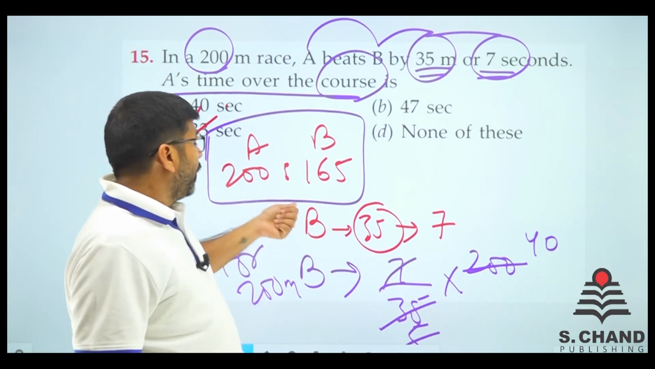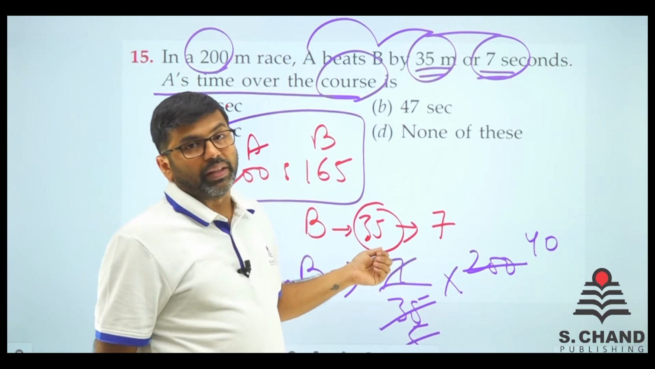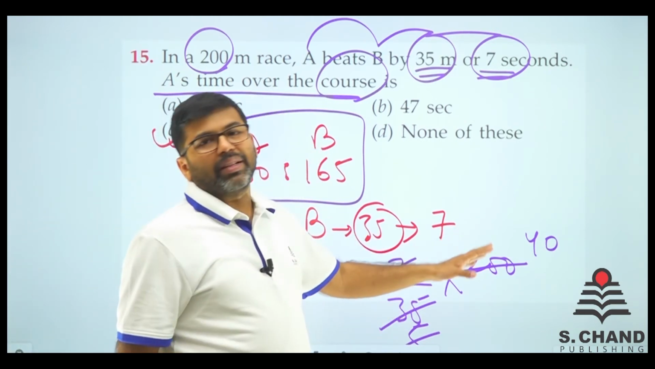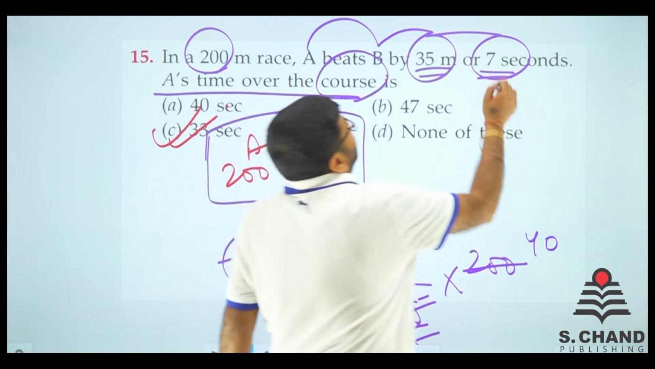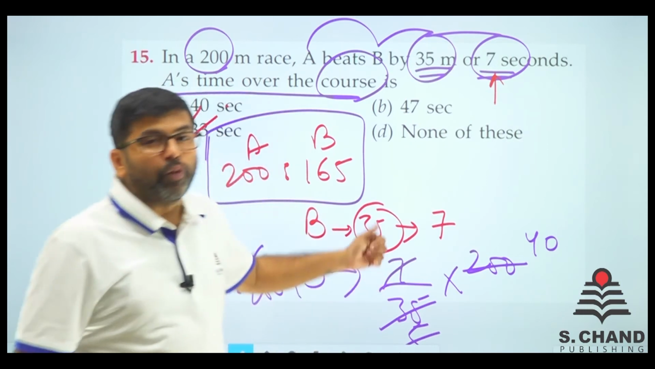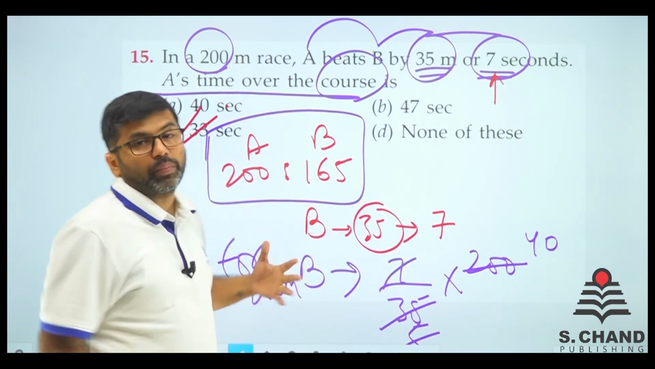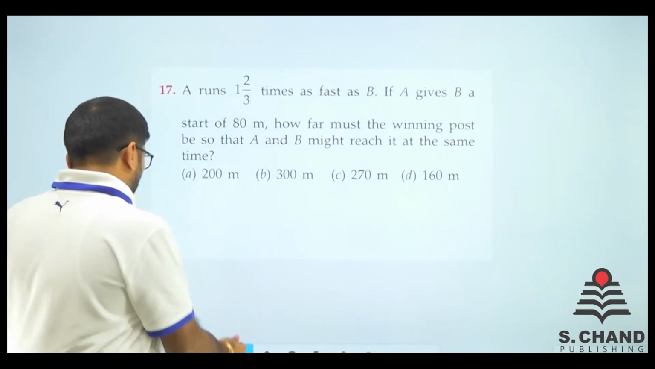हमने क्या किया? B का time निकाला जो कि 7 seconds में 35 मीटर जाता है. 200 मीटर में कितना जाएगा? So 200 मीटर का हमने seconds निकाल लिया. So B को total 40 seconds लगा. Now B तो 7 seconds से हारा है. So B को अगर 40 seconds लगा, A को इससे 7 कम लगा, that is 33 seconds और वही question में पूछा है. That is simple. Okay, let's move on to next question.